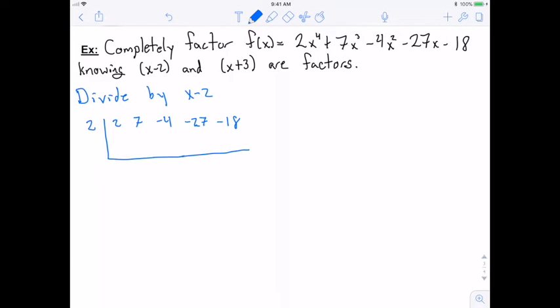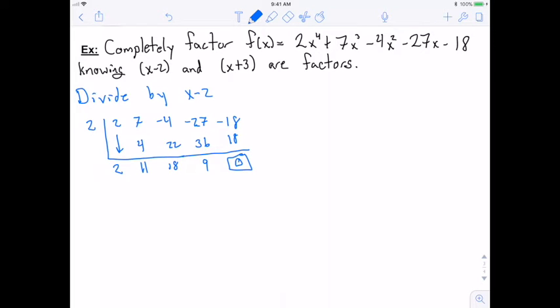And we start our pattern. Bring the first 2 down, 2 times 2 is 4, add to 7 to get 11, multiply by 2 to get 22. Negative 4 plus 22 is 18. 2 times 18 is 36. Negative 27 plus 36 is 9. 9 times 2 is 18. And we have a remainder of 0, which means that we factored correctly.